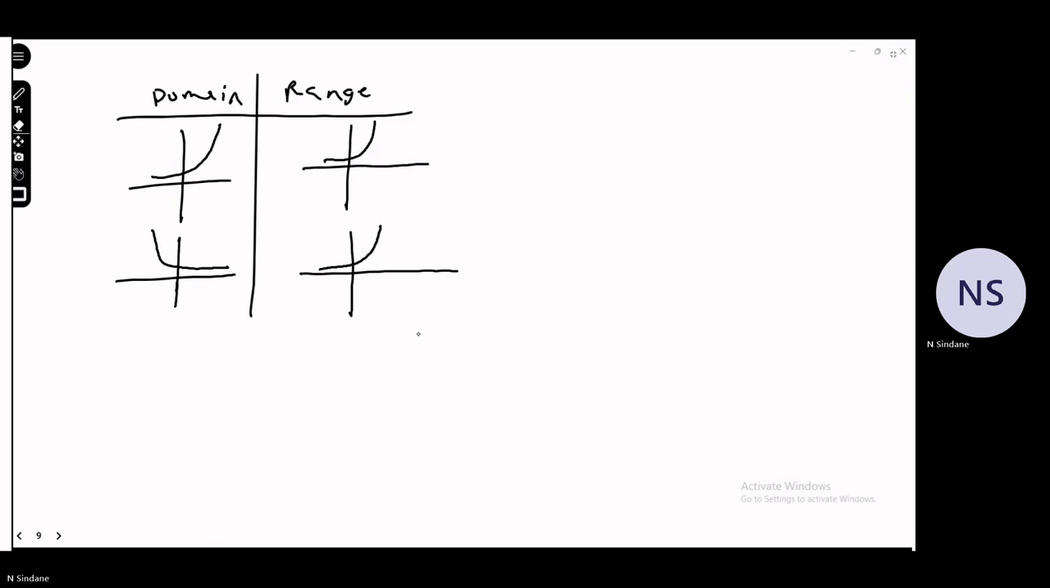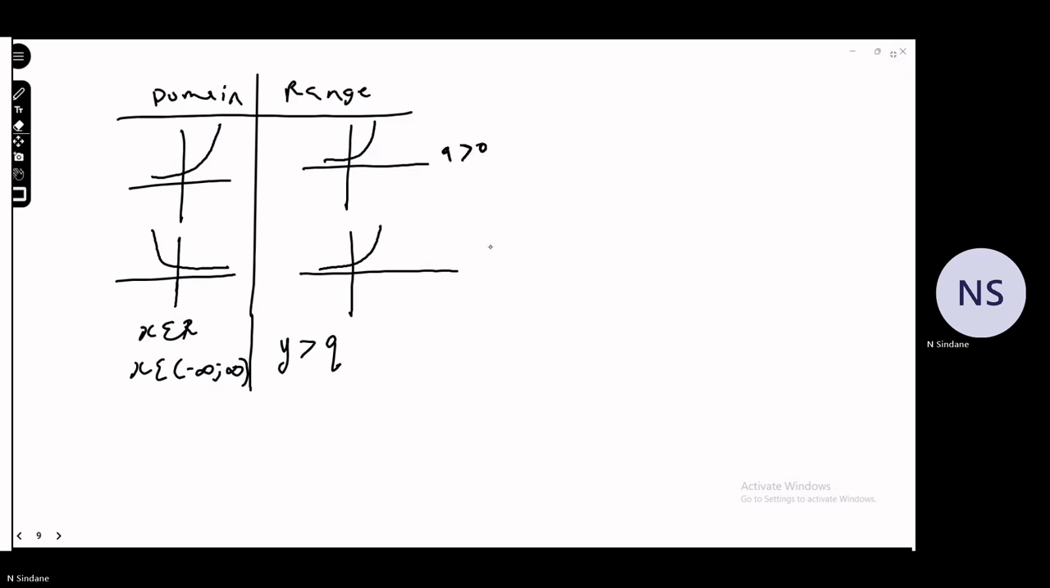Right? So for a domain, you can clearly see that it exists both in the negative and positive sides. X is the element of real numbers. X element from negative infinity up to positive infinity. Right? Now let's come to range. Range depends on the value of q. Right? So for these two graphs, the range is y greater than q.